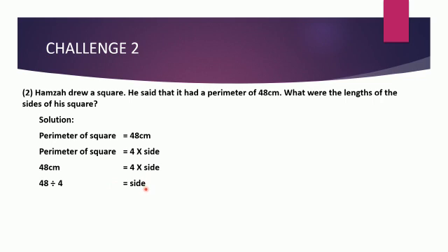Actually we want the answer of side, so we want side here only, and we want to remove 4. 4 is multiplied by side, so when you move 4 to the other side of equal to, it will be changed into divide. So 48 divided by 4 is equal to 12. Now side is equal to 12. We got our answer. The side of the square is equal to 12.